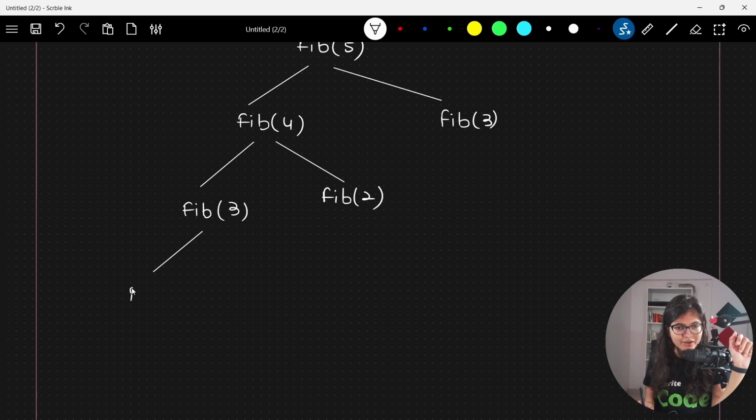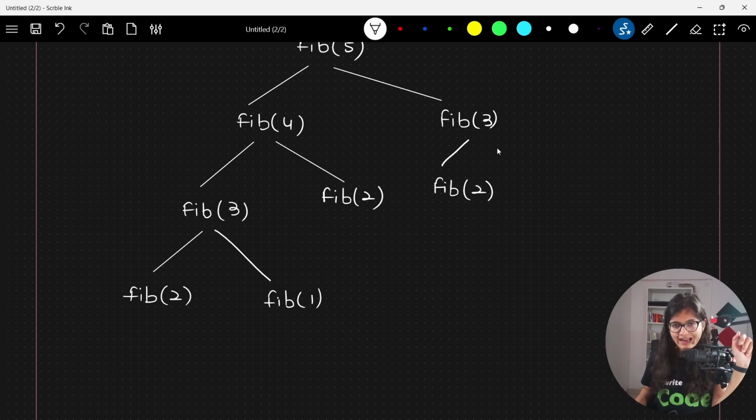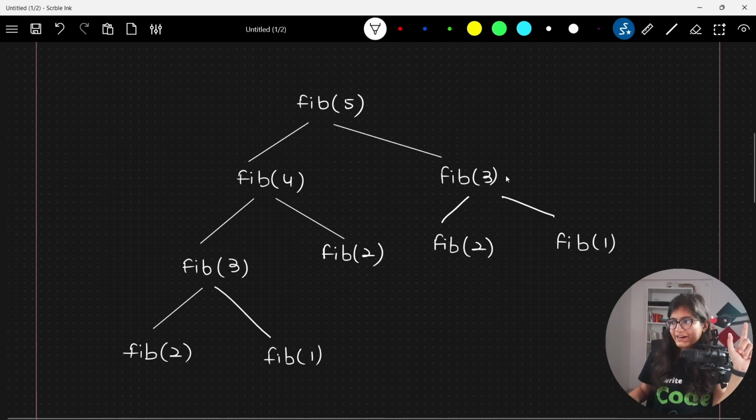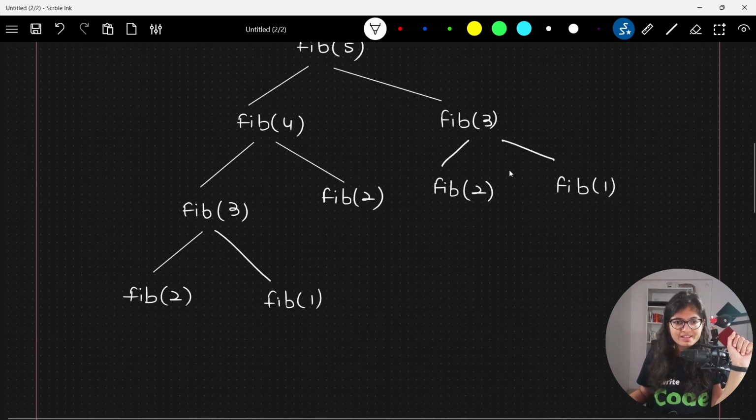So what will happen? It will try to calculate the value of fib of 2 and the value of fib of 1. Now we know that the value of fib of 1 is 1, and the value of fib of 2 is also 1. Similarly, here also the same split will happen, fib of 2 and fib of 1. Now, one thing you need to observe is that we are solving.